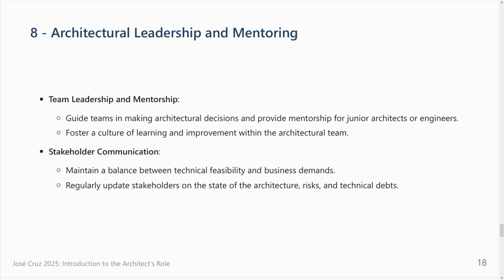So, team leadership and mentorship: guide teams in making architectural decisions and provide mentorship to junior architects or engineers. It's not that you are training them to be architects, but train them at least to handle the system that you develop and understand it. Okay. Foster a culture of learning and improvement within the architectural team.